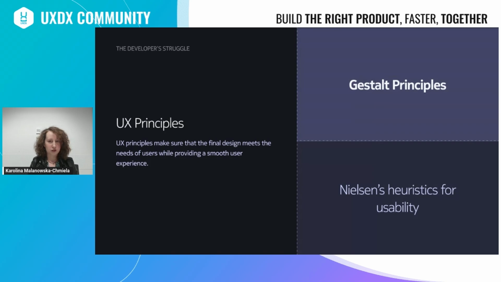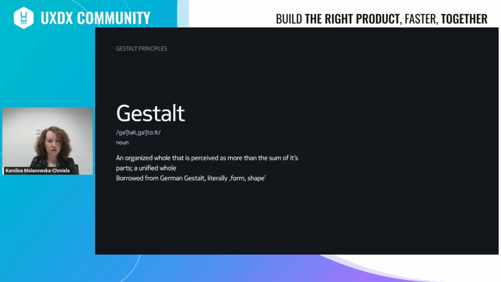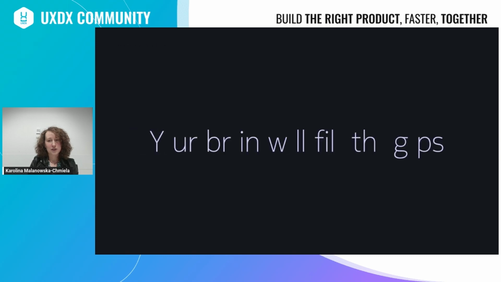Let's start with the first one. So Gestalt is the word borrowed from German, which means form or shape, and it refers to how we perceive parts of something like a whole thing, an organized whole that is made of some parts. And to give you an example of this occurrence, I'm sure that your brain has filled in all the gaps. So this is how Gestalt principle works.